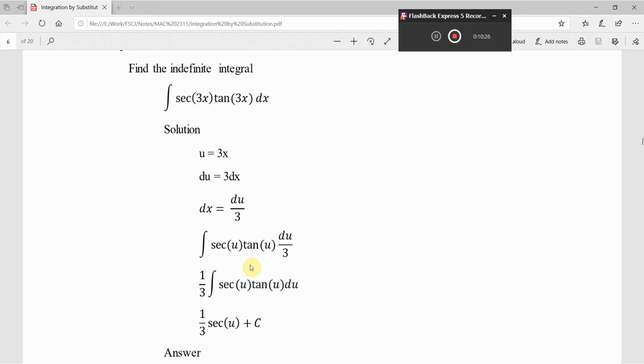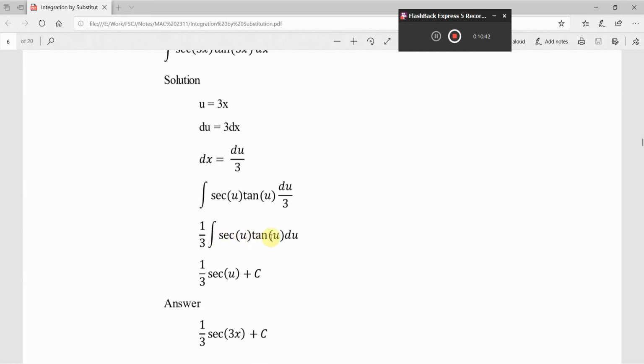Well, the over 3, that becomes a 1/3 outside my integral. So I've got 1/3 times the antiderivative of secant of u times tangent of u du. Well, the antiderivative of secant of u times tangent of u, that's going to give me secant of u. So I get 1/3 times secant of u plus a constant. Well, the last thing here is I'm going to replace u with 3x. So that gives me my answer, which is 1/3 times the secant of 3x plus a constant.